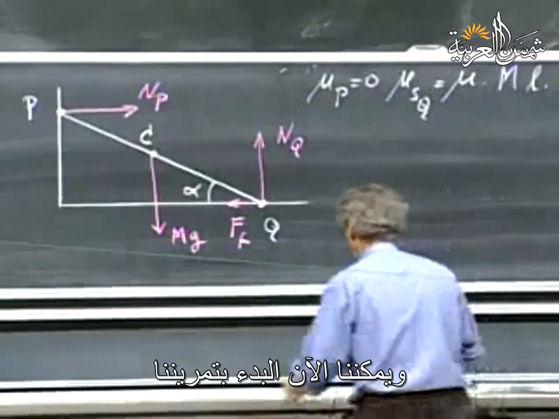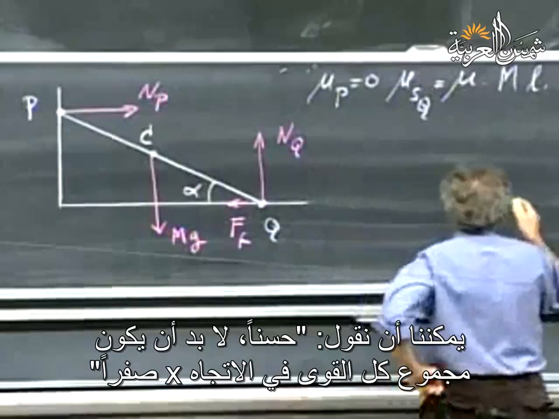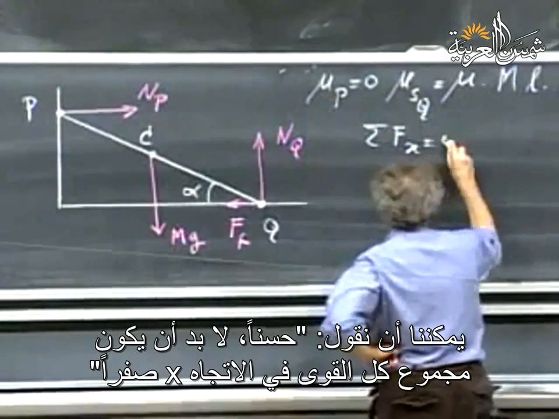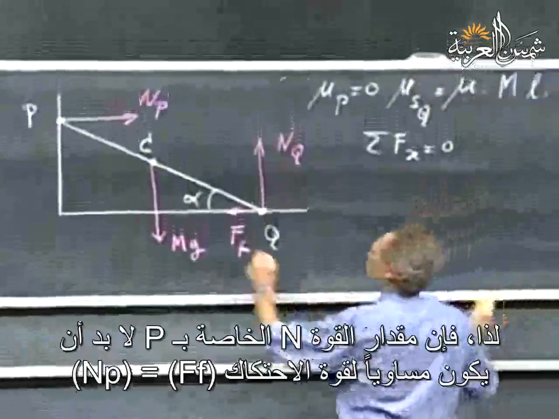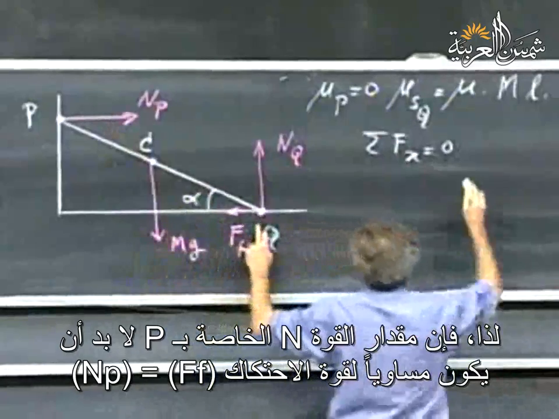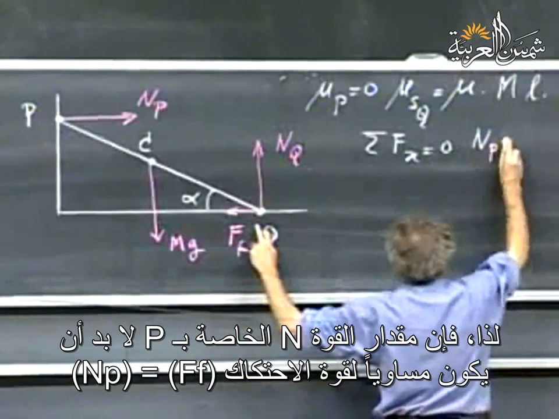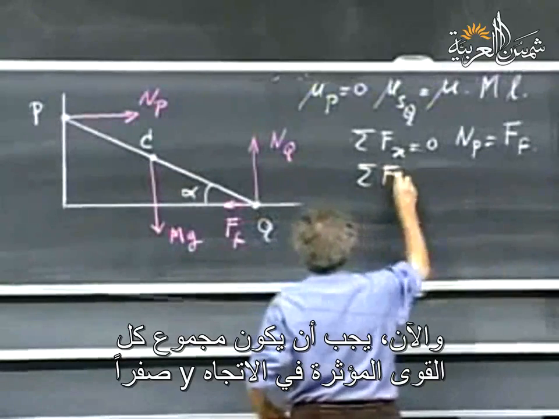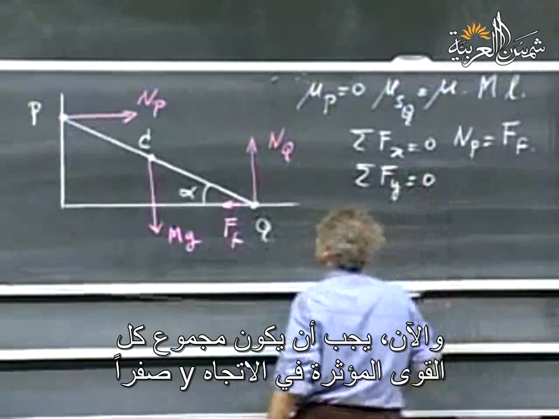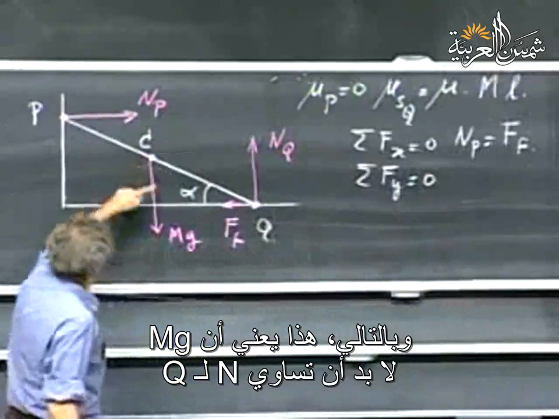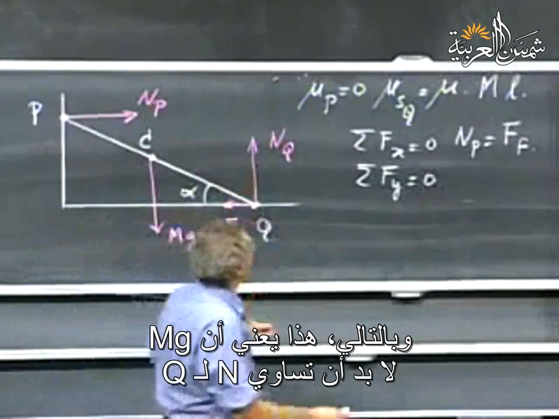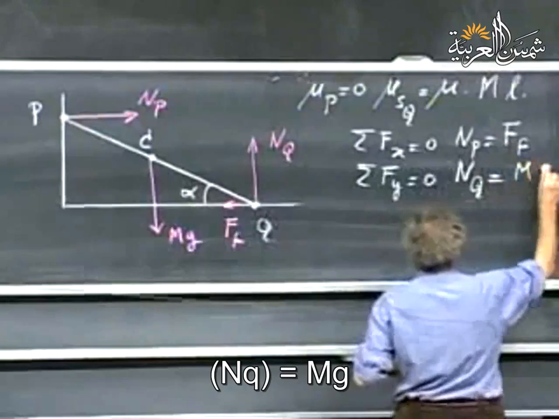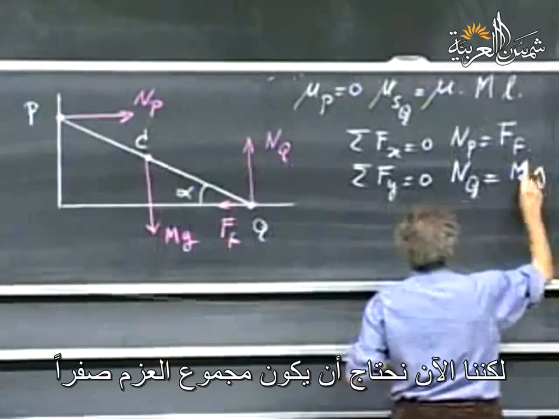So these are the only forces that act on this object. And now we can start our exercise, and we can say, all right, the sum of all forces in the x direction have to be 0. So that means that N of P must be in magnitude the same as the frictional force. Now the sum of all forces in the y direction have to be 0. So that means that N of Q must be mg.